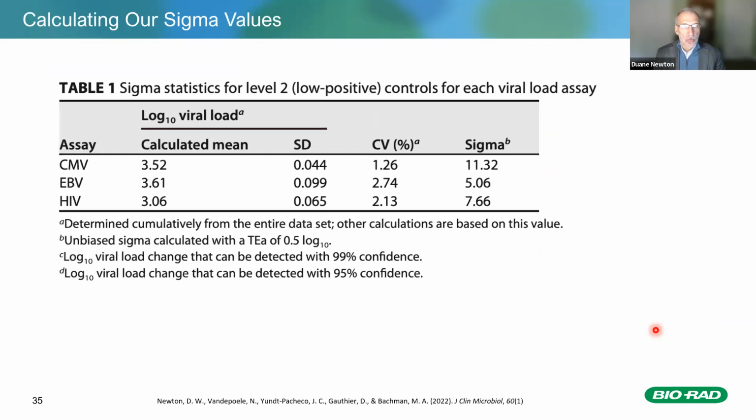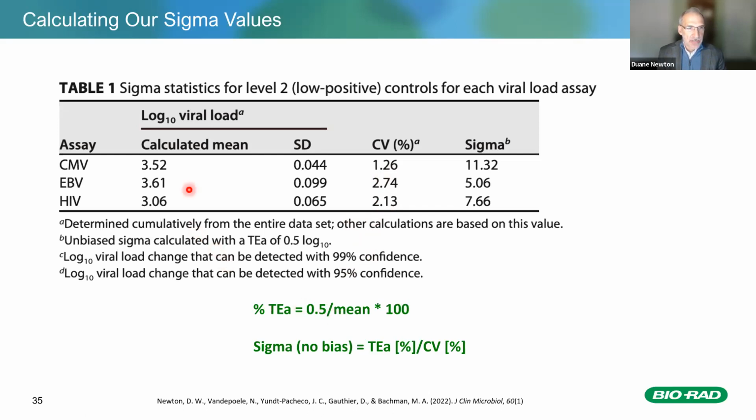So to share some study data, as a reminder, we collected data for low positive and high positive controls. The data shown here is for low positive controls for each of the assays. And you can see the calculated mean for those 3 months of analysis shown here for each of the values. Standard deviations, coefficient of variation, all really good. So if we calculate our TEA for each of these assays, I told you that we were using 0.5 logs per copies per mil, or IUs per mil, as the TEA. As a percent, it's that 0.5 divided by the mean times 100. So TEA as a percent is shown here. And then to calculate sigma, you divide TEA by your CV. And so this is where we get the sigma values.